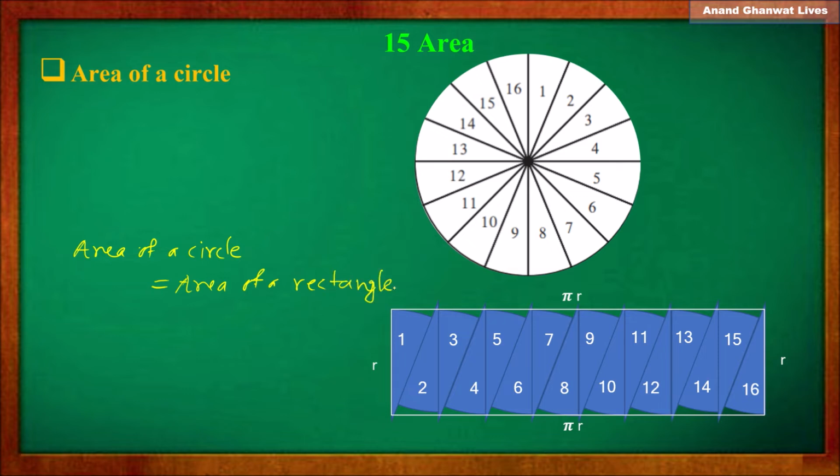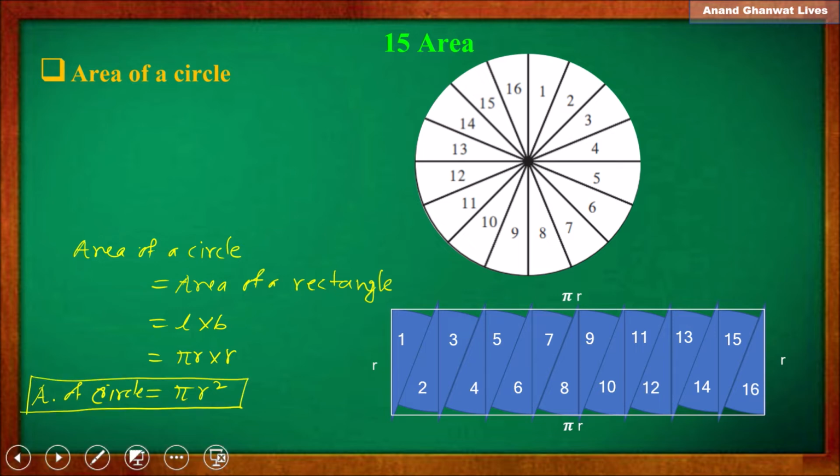So you know the formula for area of a rectangle, length into breadth. So length is pi r and breadth is r. So pi r into r, that is pi r square. So area of a circle is pi r square.